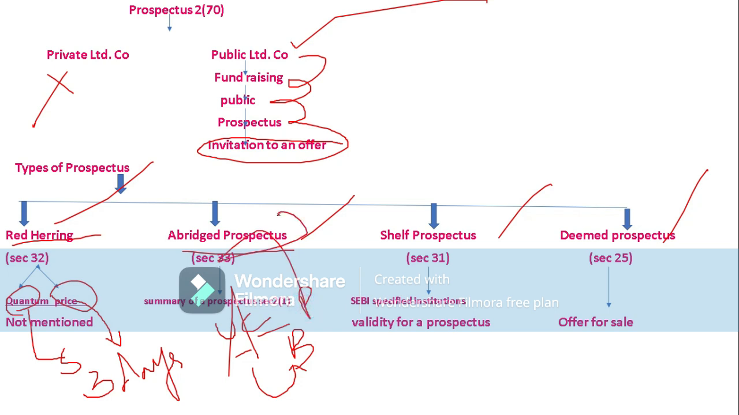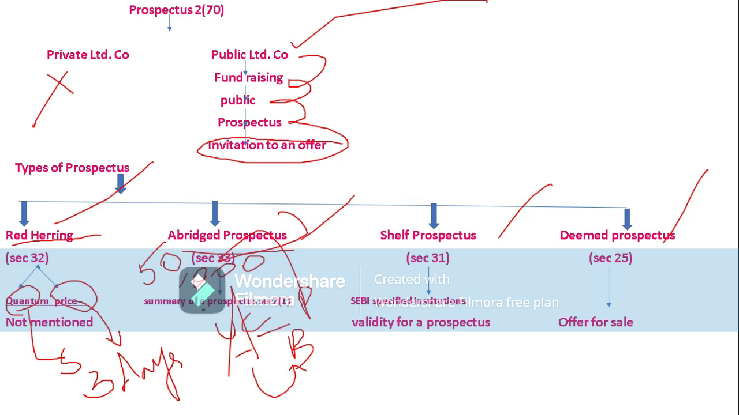Section 33 subsection 3 of the Act provides that if a company fails to comply with the provisions of the abridged prospectus as discussed, it shall be subject to a penalty of up to 50,000 for every default. 50,000 will be the penalty amount.